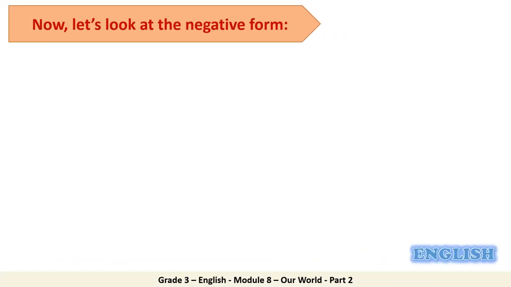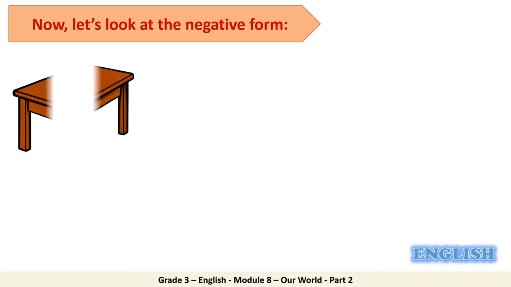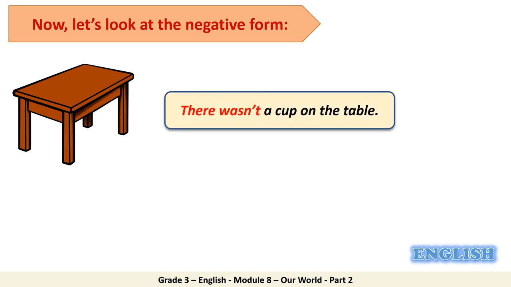Now, let's look at some negative form examples. Look at the picture. What can you see? Very good. It's a table. Can you see anything on the table? Very good. There is nothing on the table. Let's read the example together. There wasn't a cup on the table.